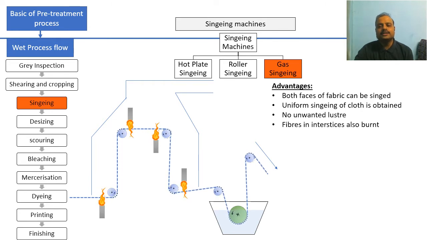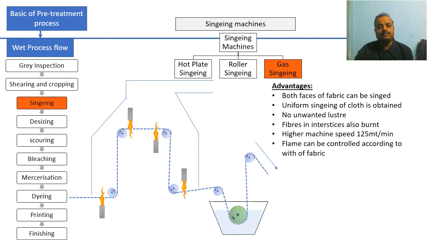Fiber in the interstices is also burned, as I already told you. Higher machine speed, that is 125 meters per minute. Amongst hot plate, roller singeing, and gas singeing, gas singeing is one of the highest productive machines. Flame can be controlled according to the width of the fabric. So if the width changes, the flame width can be changed accordingly.